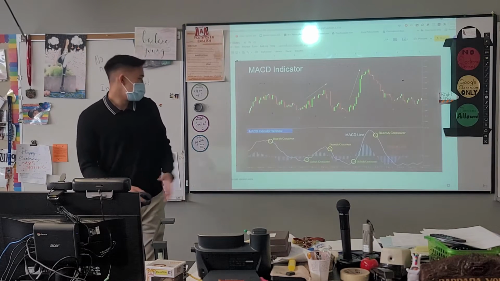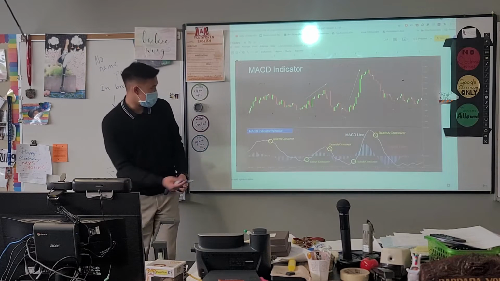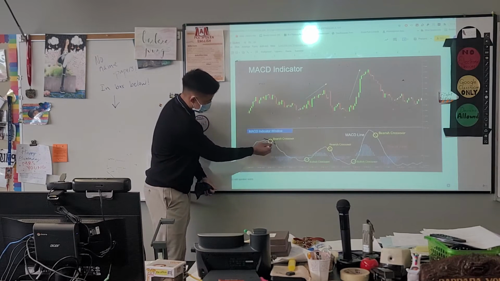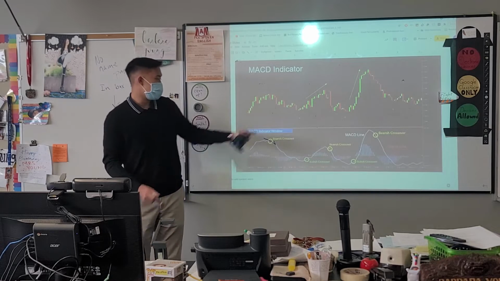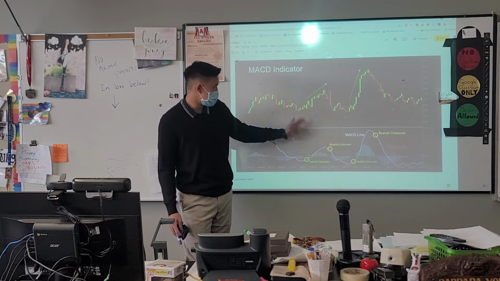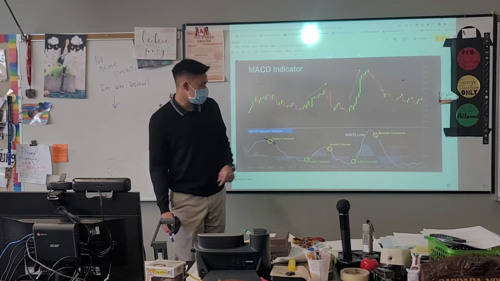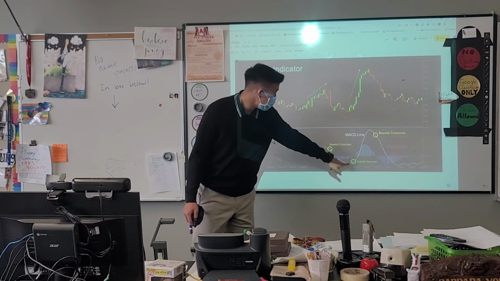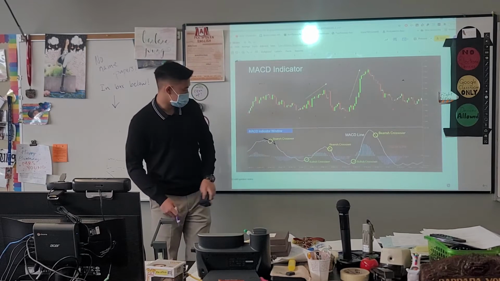So here's an example of the MACD indicator, right? So we got a bearish crossover right here where it crossed to the downside. You can see that reflected with the price decrease. Here you got the bullish crossover to the upside. Price subsequently increases as well. Same thing right here, and then on the right side as well.